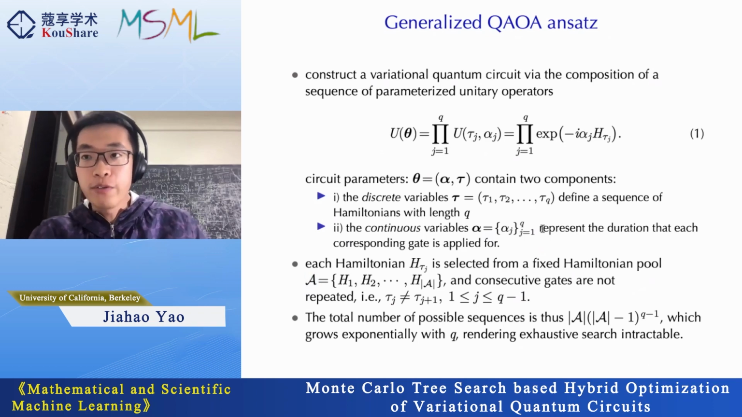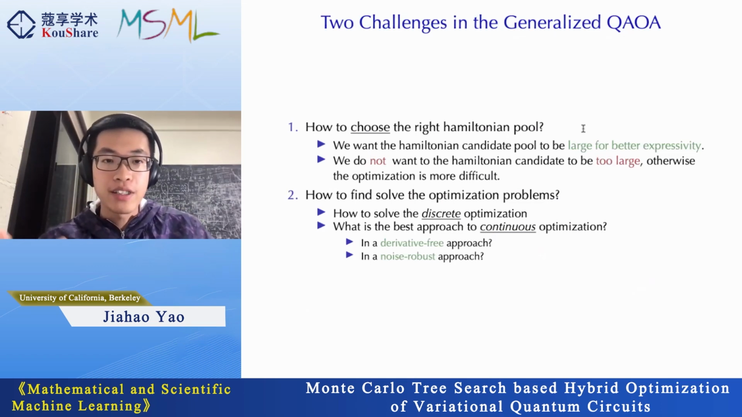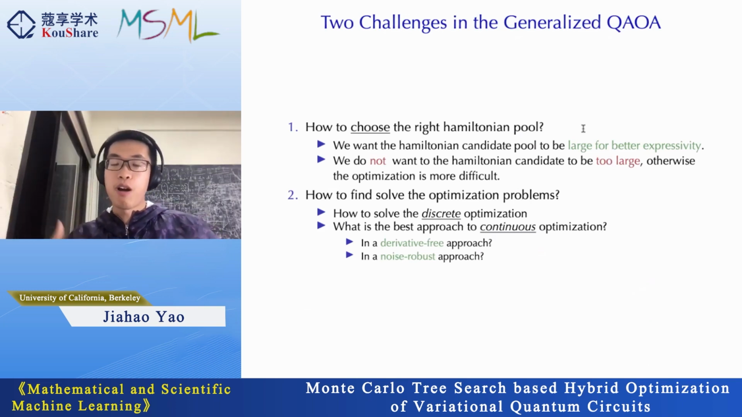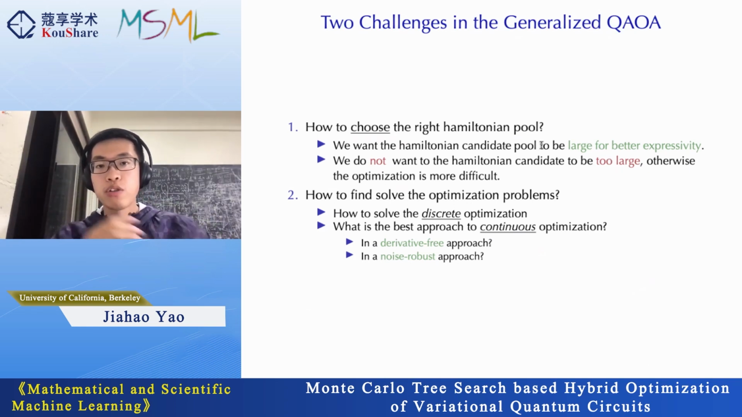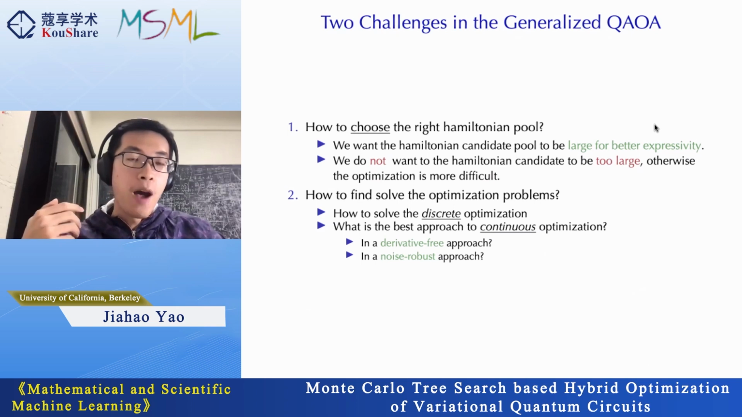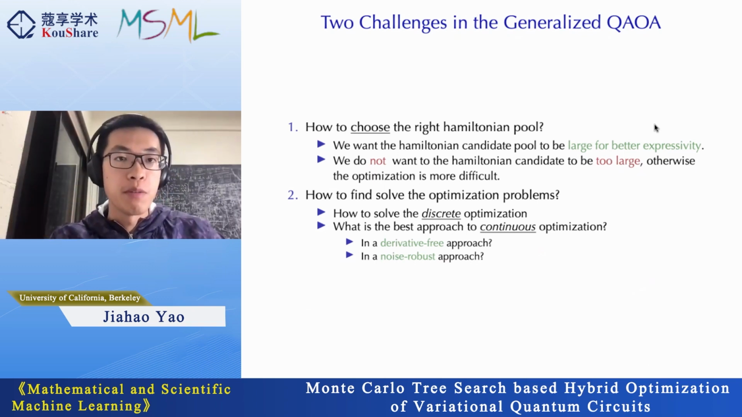So the natural questions that follow from this generalized ansatz are these two: how to choose the right Hamiltonian pool, and how to find the right optimization method. And we are going to dive into these two problems one by one. For the first question, we want to choose a Hamiltonian candidate pool that is large, because we want to increase the expressivity of the ansatz. But we don't want it to be too large, because we don't want it to be computationally expensive, and also the optimization problem will be more difficult.